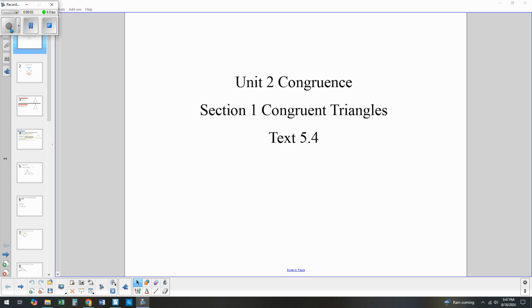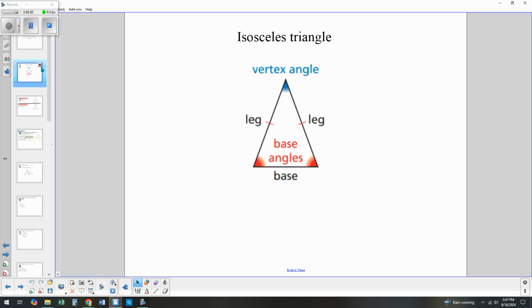This is lesson 5.4. So an isosceles triangle, like we discussed, is a triangle with at least two congruent sides. We do have names for the sides that are congruent. They're called legs. So the two congruent sides of the isosceles triangle are called legs, and the non-congruent side is called the base. And then the angles have names as well.